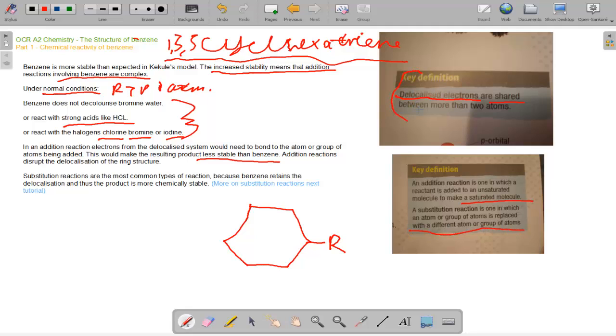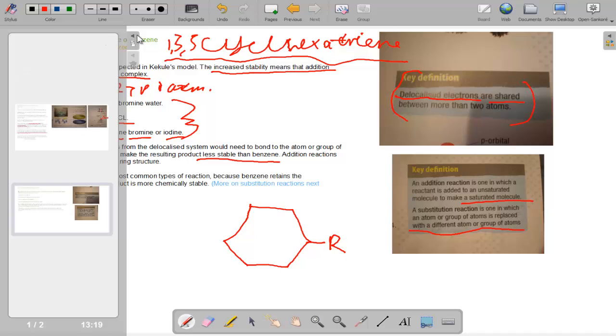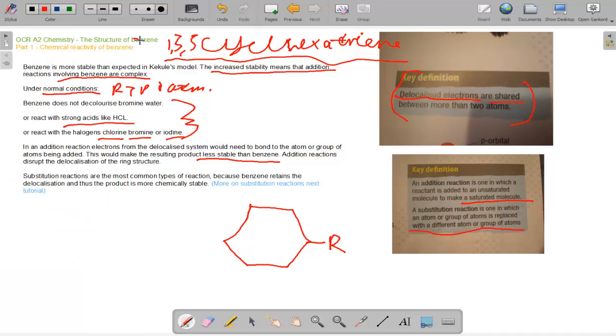Delocalized electrons are shared between more than two atoms. So that's it for today. Thank you for watching my tutorial, and I hope this was useful. More on the substitution reactions of benzene next tutorial.